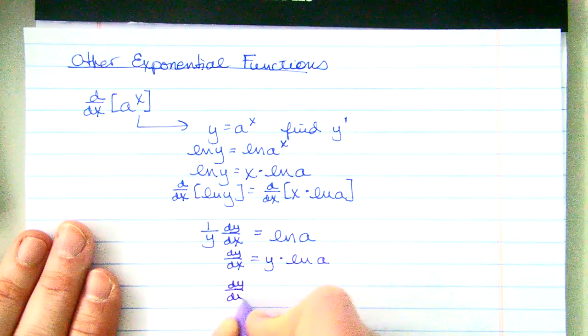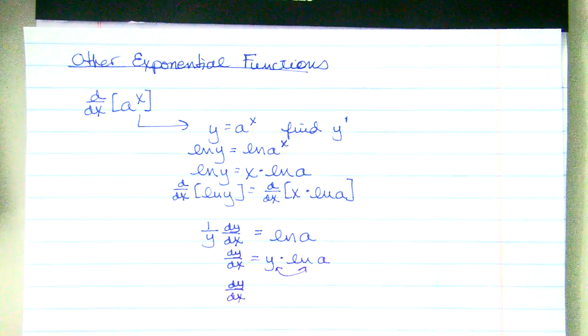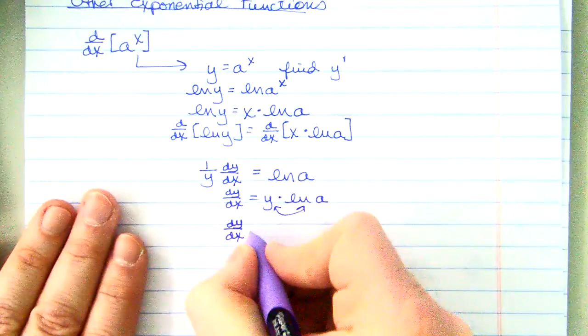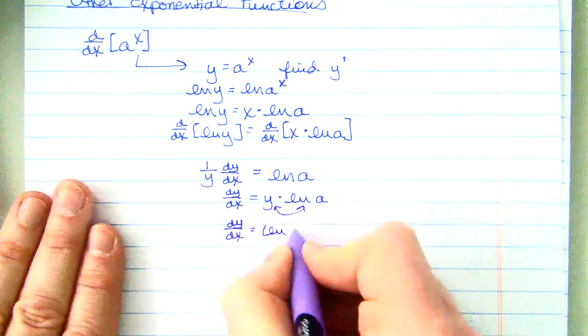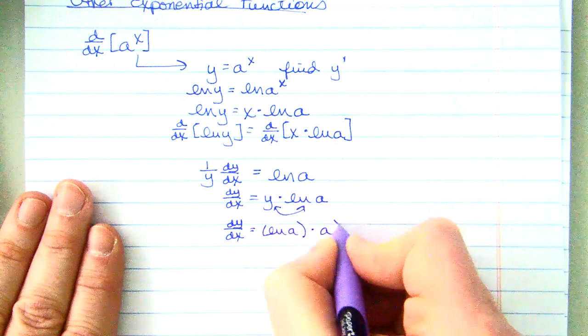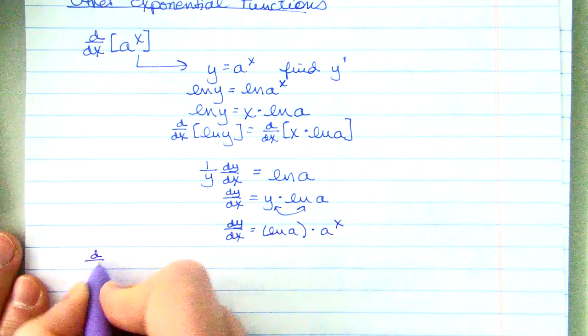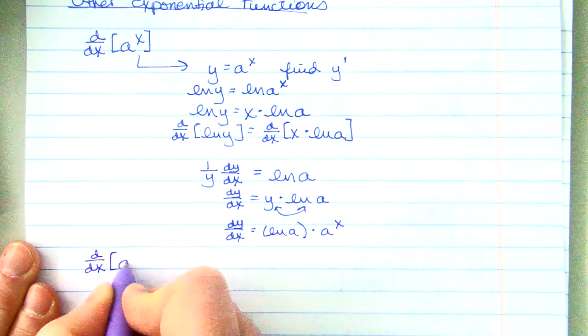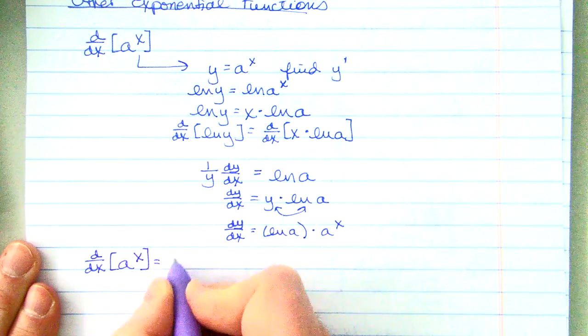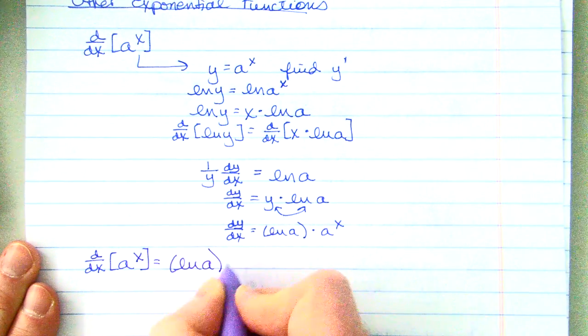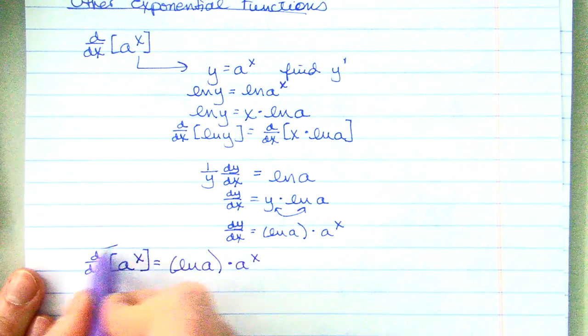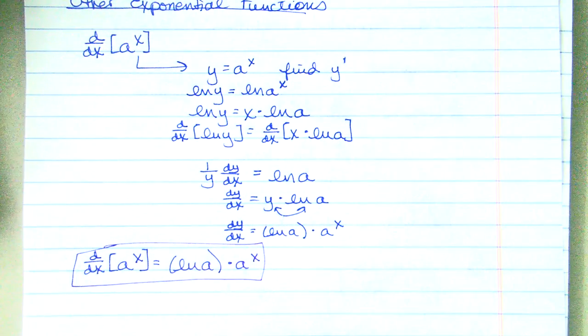I'm going to switch the order just to make things a little more consistent. My derivative is the natural log of a times a to the x. The derivative of a to the x equals the natural log of a times a to the x. Not a 1 over the natural log, just the natural log of a. And again, it is just a formula.